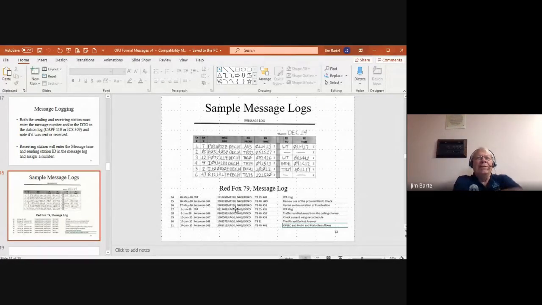Any station that's receiving message traffic must be keeping a message log, so you can assign your numbers as you receive them. Yeah, mine's a little easier to read than the one up above. But again, mine's just an Excel spreadsheet, and you can do it any way you want, just as long as the pertinent information is there. Any questions about message logs?